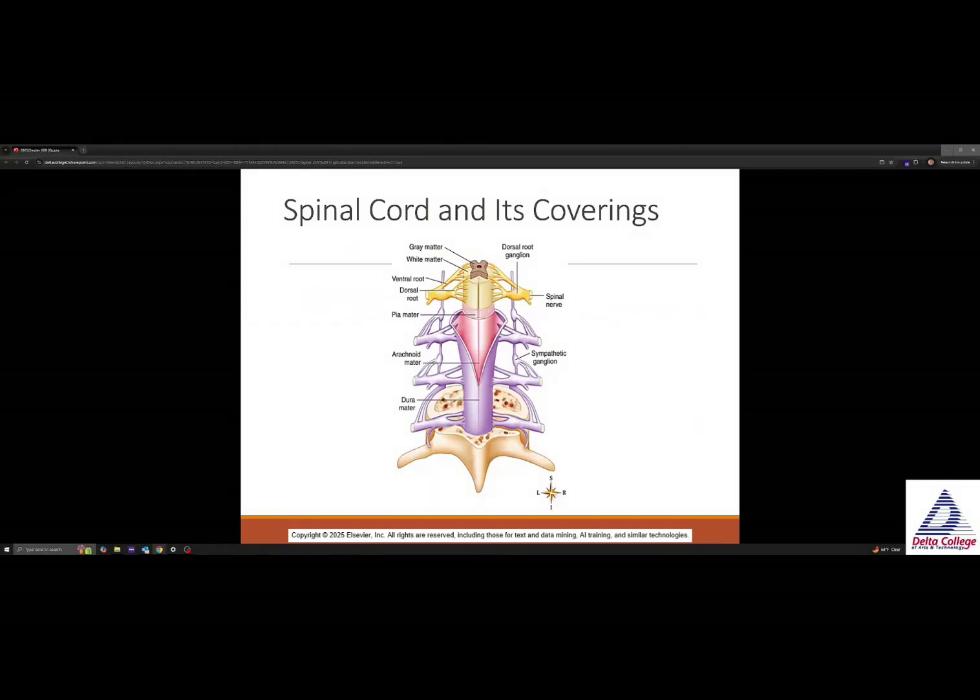So this shows the spinal cord and its coverings. In the middle, you see the gray matter, a little bit of white matter. You see all of the spinal nerves coming off. And then you can see the pia mater that's wrapped around, and the arachnoid mater that's on top of the pia mater and below the dura mater, because the dura mater is the outside covering. Pia mater is the innermost covering, dura mater is outside, and the arachnoid is in between.